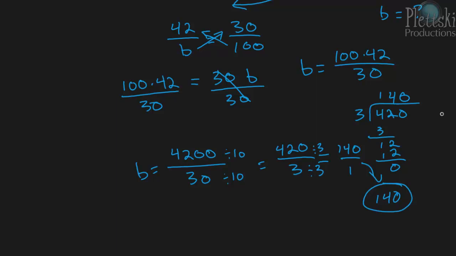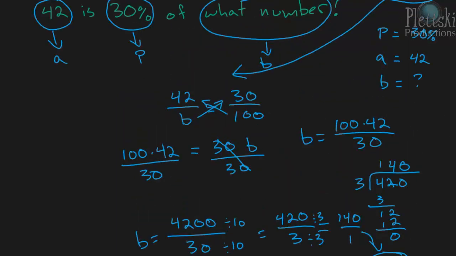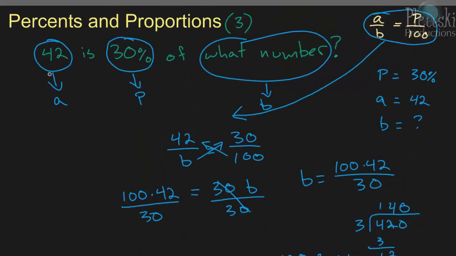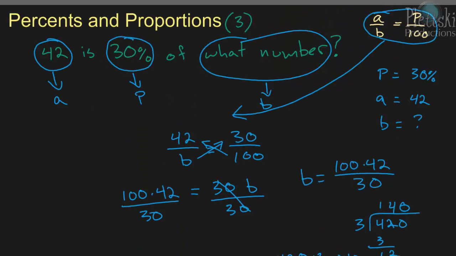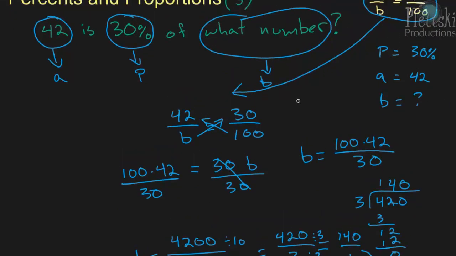So b is 140. So to answer our original question, 42 is 30% of what number? Well, 42 is 30% of 140. So 42 is 30% of 140.